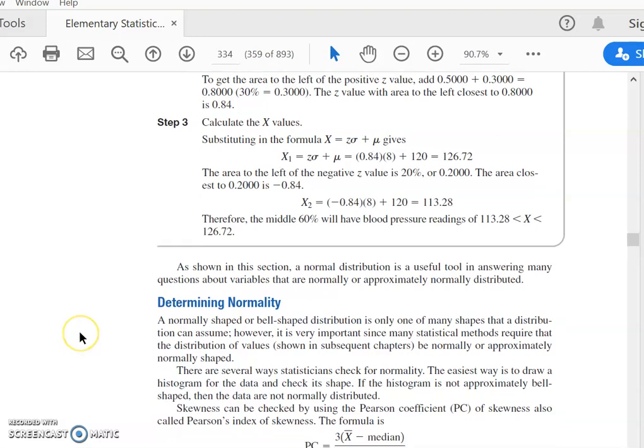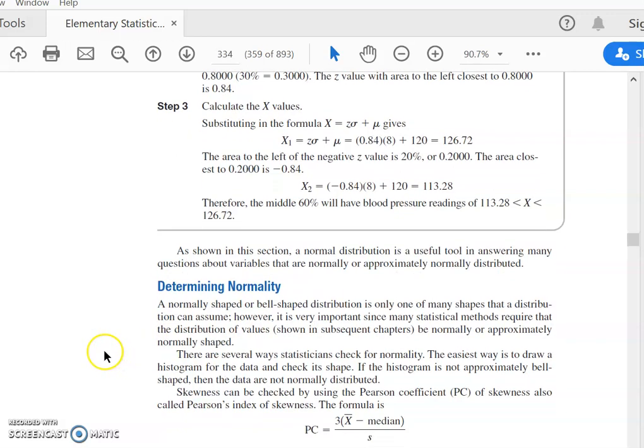Okay, so as I mentioned before, I'm using the PDF version of the text. So this is edition number 9. It's slightly different, not significantly different from edition 10. So we're almost at the end of section 6-2, and what the author's talking about here is determining normality.